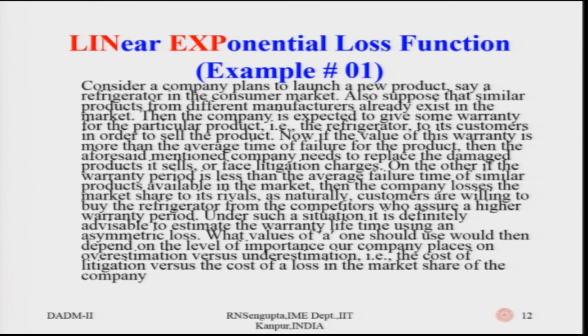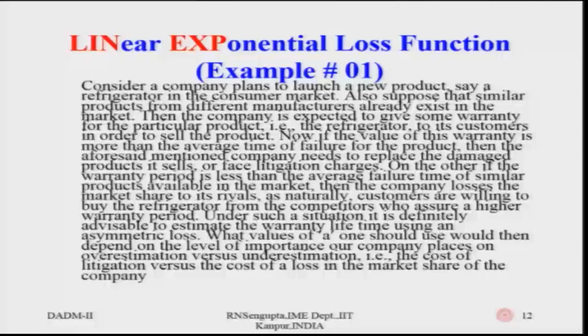As for the values of A, that is the parameter I mentioned: when A is positive, theta hat minus theta would be penalized more, and when A is negative, theta minus theta hat, which is negative, will be penalized more, because the exponential part will dominate in the first quadrant when A is positive, and in the second quadrant when A is negative. So, what values of A one should use will depend on the level of importance our company places on overestimation versus underestimation, that is, the cost of litigation versus the cost of a loss in the market share of the company has to be analyzed.